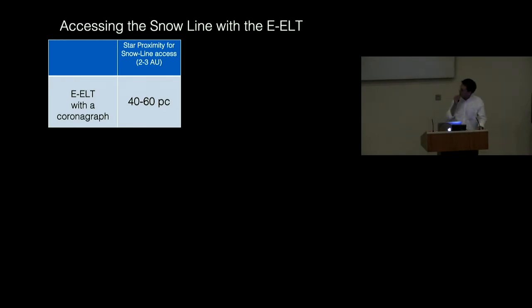So what I did is I made a little table, and I asked the question, for how many stars, if we just took a coronagraph and put it on the ELT with something like METIS or Mikado, how far out in volume can we go such that we can basically access the snow line around nearby stars? If you just do a calculation for the diffraction limit, it turns out that if you go out to about 40 to 60 parsecs, you can still access these zones of planet formation.